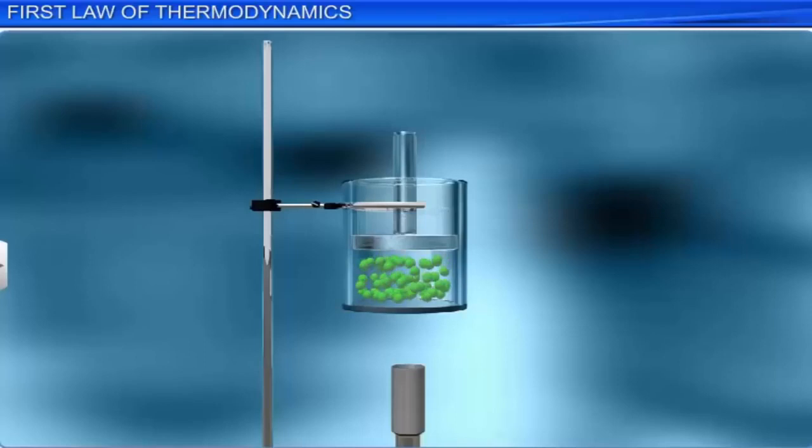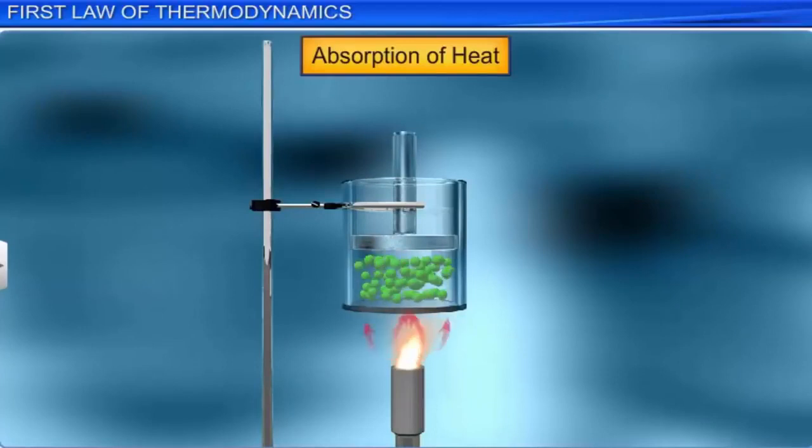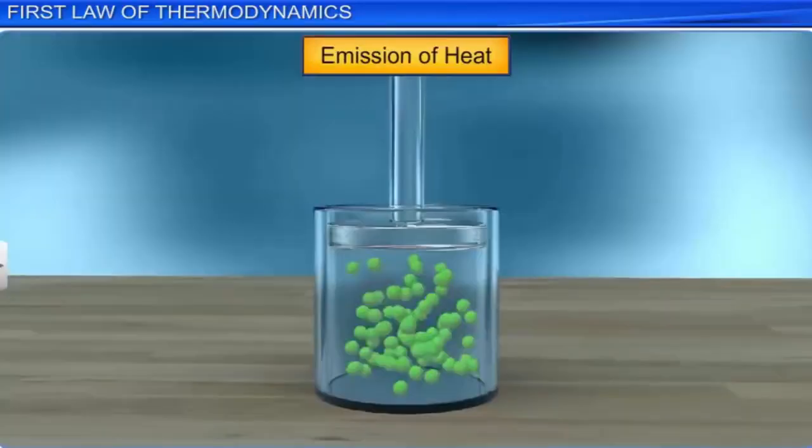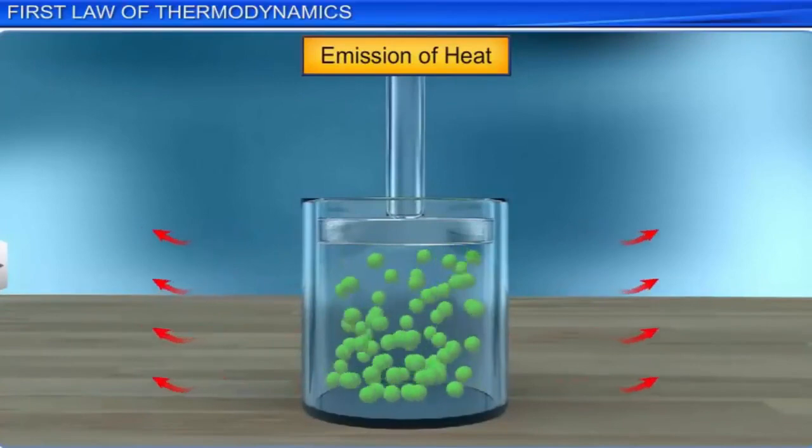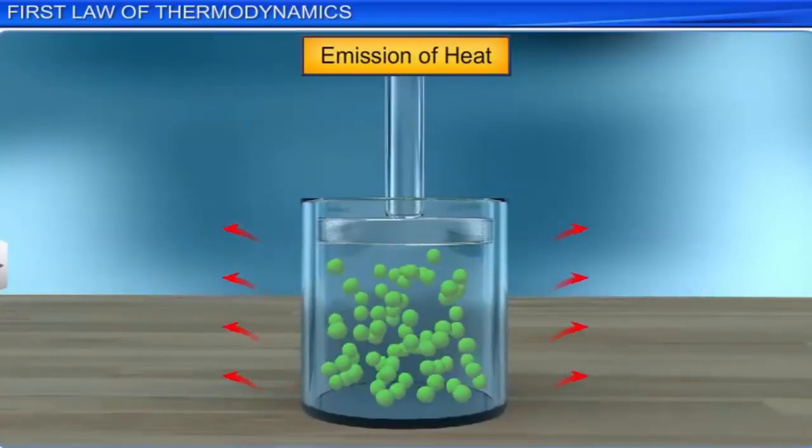It is important to note that both delta Q and delta W can be positive or negative. If heat is absorbed by the system, then delta Q is positive, and if heat is emitted by the system, then delta Q is negative.